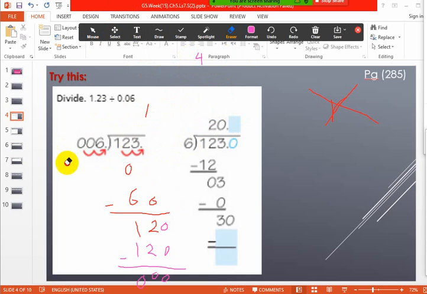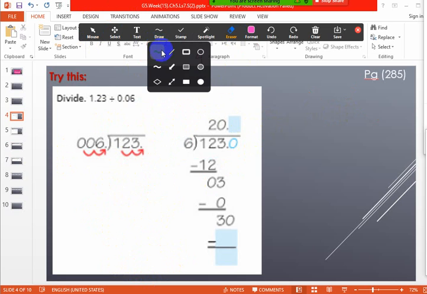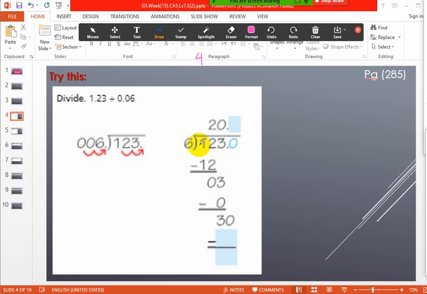Okay, I want to divide 123 by 0.600. As we learned, when I want to divide a decimal by a decimal, that means I have to make the divisor.